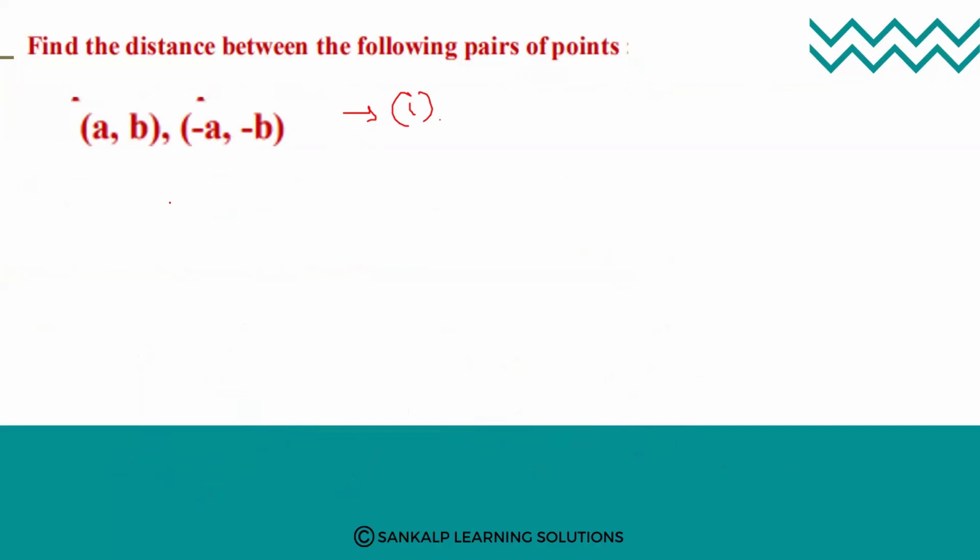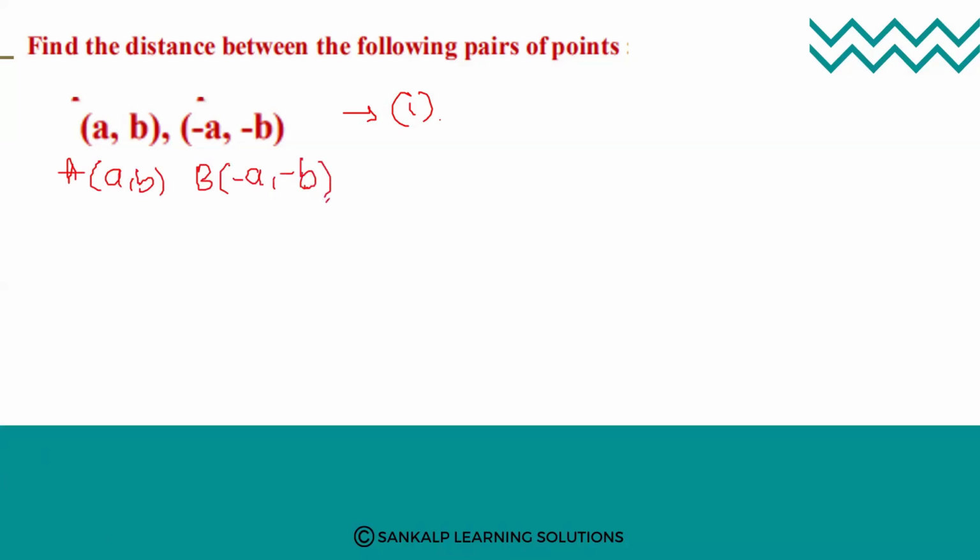A B, minus A minus B is there. So find the distance between the following pairs of points. That means you have to find the distance between A and B. Call this as A (a, b), and this is B (minus a, minus b).